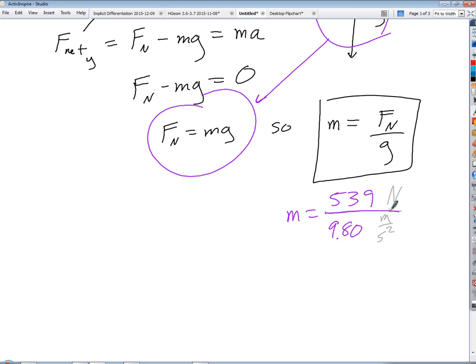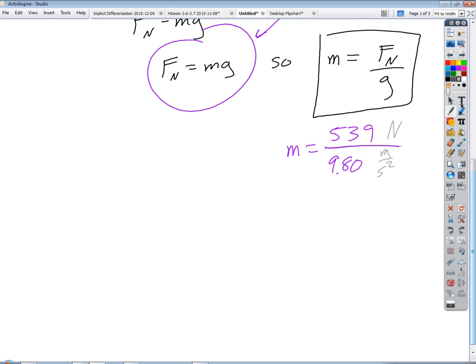Right. But we could probably just skip the units. As long as we're using standard units, we don't have to include them. And newtons are our standard units for force, right? So then what does that give us? Somebody with your calculator, what does that give us? 55.